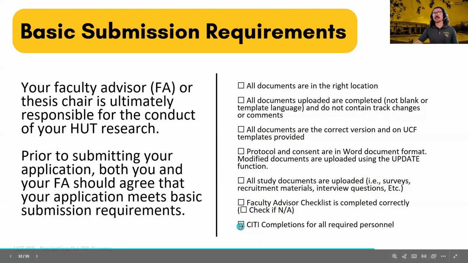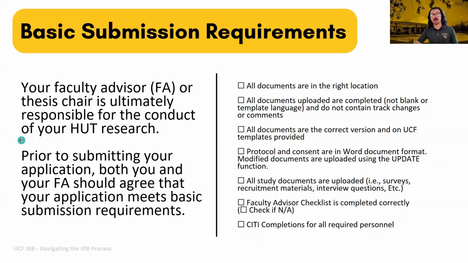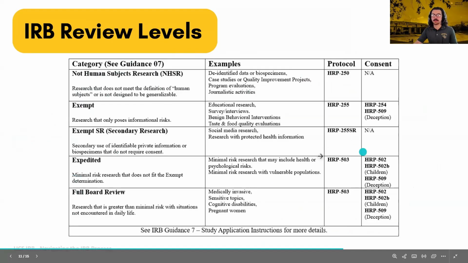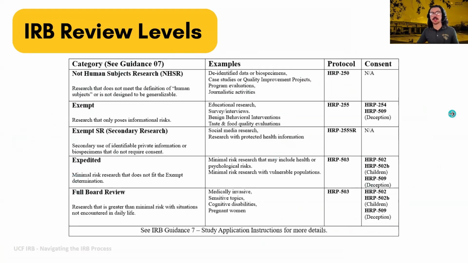Lastly here, they're going to make sure that you have CITI training and everybody on your study has CITI training. I do want to point out, I'm going to go back here, non-human subjects research does not require CITI training. So you only have to do CITI training if your study is going to be exempt or higher. And the same thing goes for anybody that's on your study team, for instance, your faculty advisor.